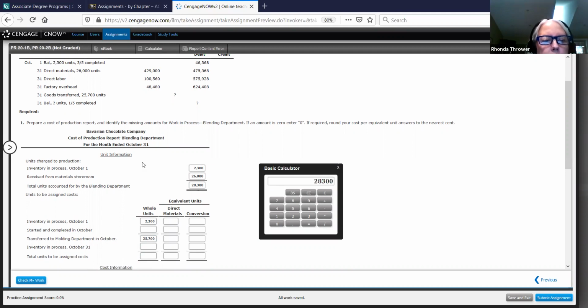Another piece of information that we've been given is that we know the total units that are accounted for by the blending department. That was the beginning inventory units plus what we received in from our materials. The total units that we have to account for this company is also going to be the total units that we assign cost to. So I'm just bringing this down here and plugging it in.